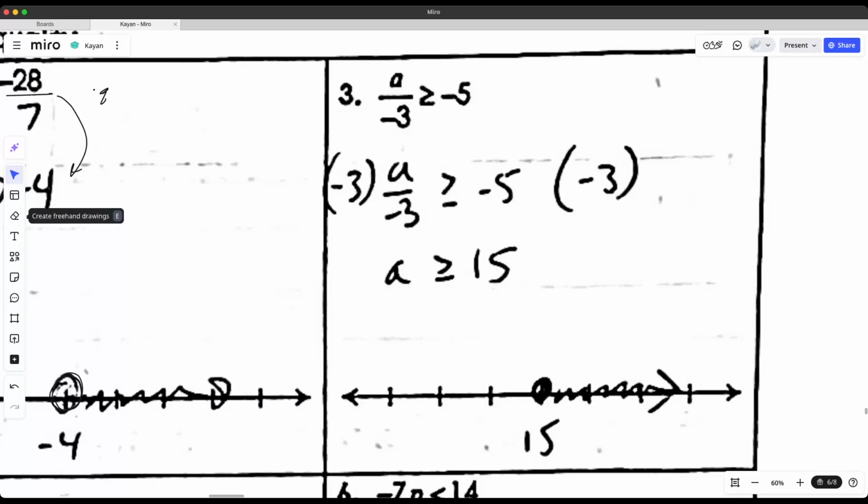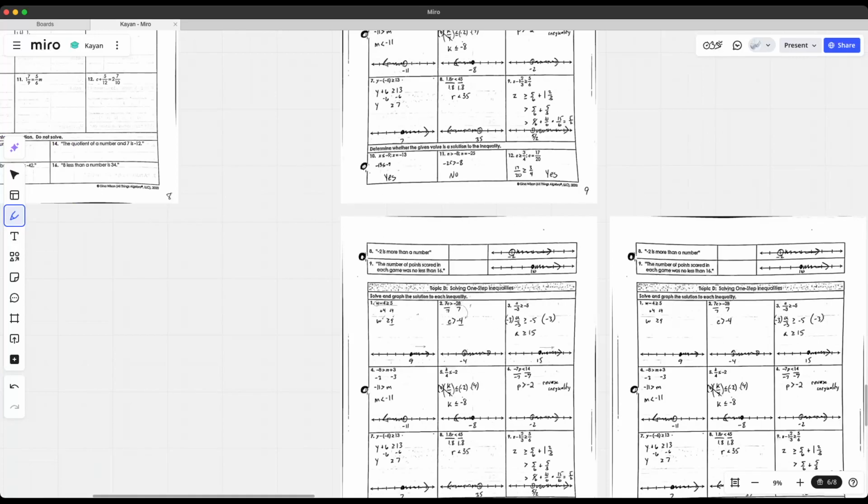I'm going to try and go through these quicker. Here I'm multiplying both sides by -3, which cancels out divide by -3, leaving me with just the A. And then to graph it, it's a closed dot at 15, and it's greater than, so I graph to the right. Jump ahead a little bit.